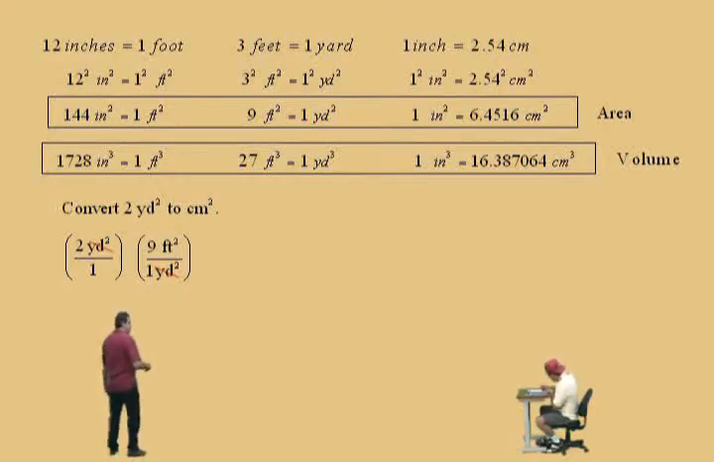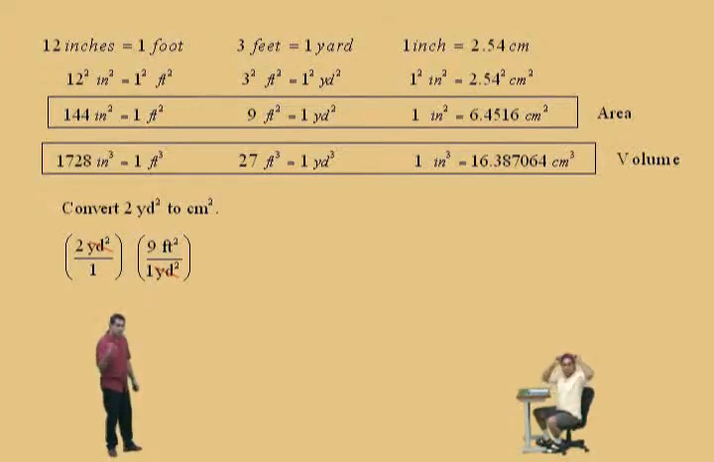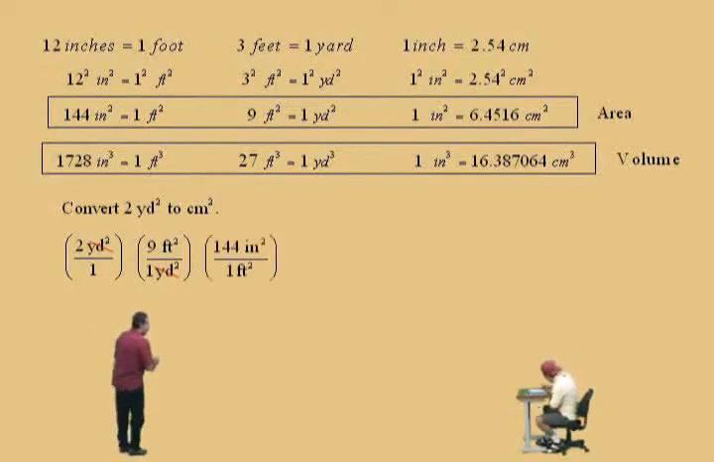Remember, we don't want feet squared, we want centimeters squared. So we're going to go from feet squared to where do you think, Charlie? Inches squared, because then we can go from inches squared to centimeters squared. So notice here, we put feet squared on the bottom, inches squared on the top, so that the feet squared will cancel, leaving us with just inches squared. Okay, Charlie, what do we do now? Cancel inches. That's right, convert to centimeters squared.